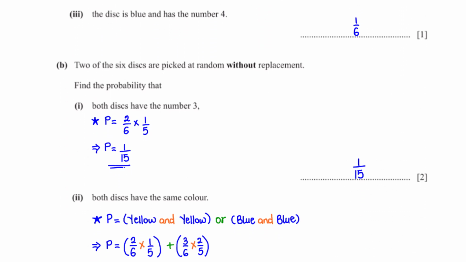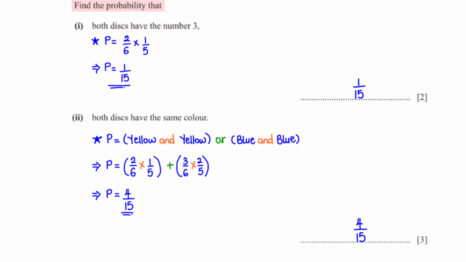2 of the 6 discs are picked at random without replacement. Find the probability that both discs have the number 3. For the first pick, the probability that a disc with the number 3 is picked is equal to the number of discs that have the number 3, which is 2, divided by the total number of discs, which is 6. Since the first disc is not replaced, the pool reduces by 1. And so for the second pick, the probability of picking a disc with the number 3 is 1 over 5. When we type this into the calculator, we get 1 over 15.